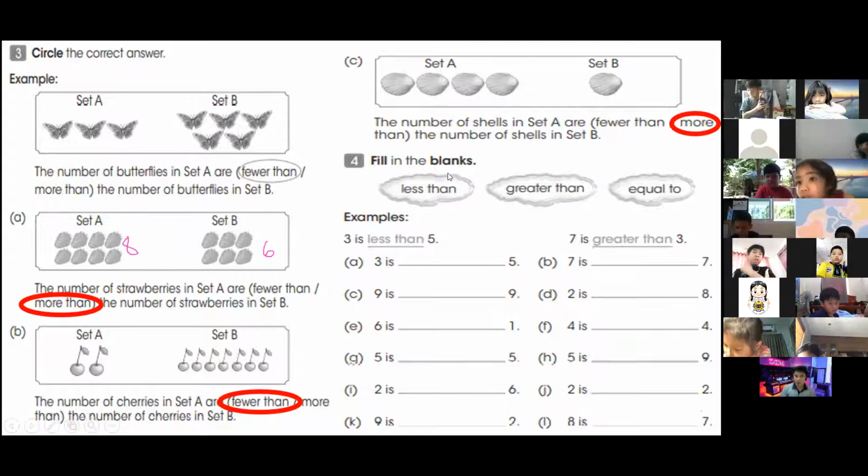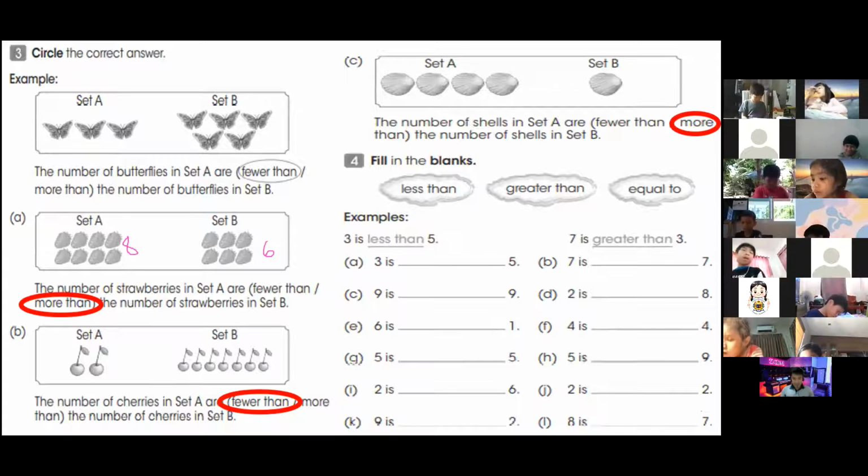Letter C, more than. Now number 4, we will write the word less than and greater than. Less than and fewer than, greater than. Now and equal to, we will choose 3. There are 3 choices: less than, greater than, and equal to. Please remember the words fewer than, more than, less than, greater than, equal to, because they will come out in your test. These are the words that I will be using in your midterm test.